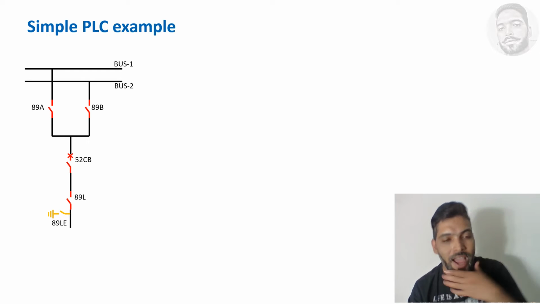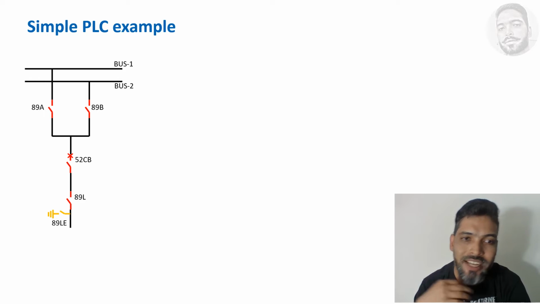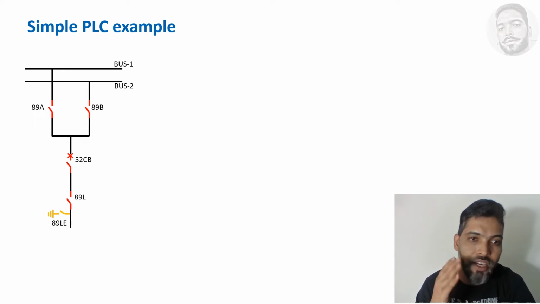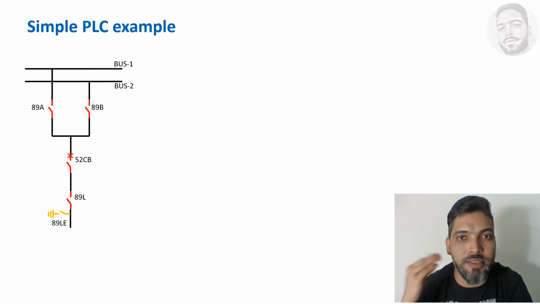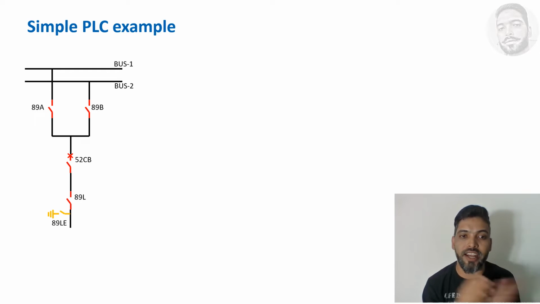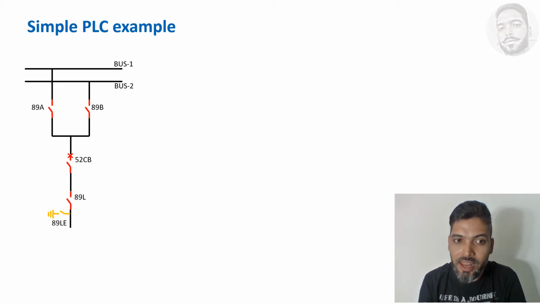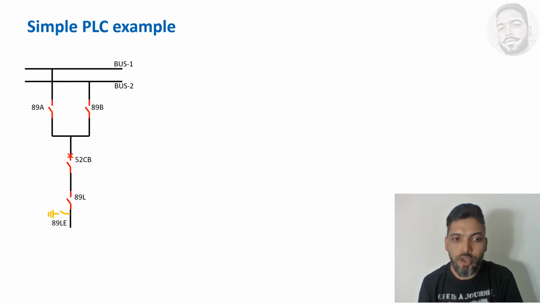So I have an example, like I have a double circuit bus bar scheme. This is very generic. I don't know if it is correct or not, but I put it very simply. This is an example. I have two isolators, 89A and 89B, and I have a breaker called 52CB, and I have an isolator 89L, and I have a switch 89LE. So I need to close the breaker 52CB.